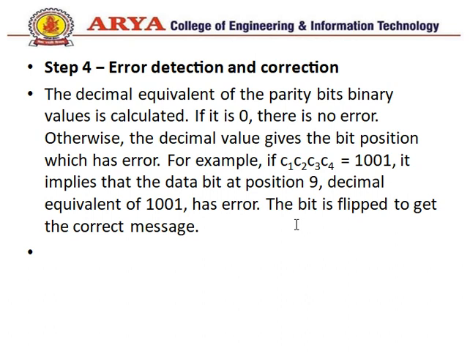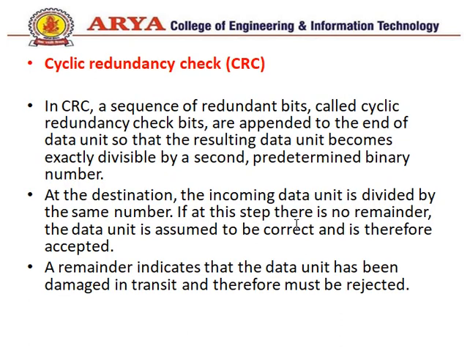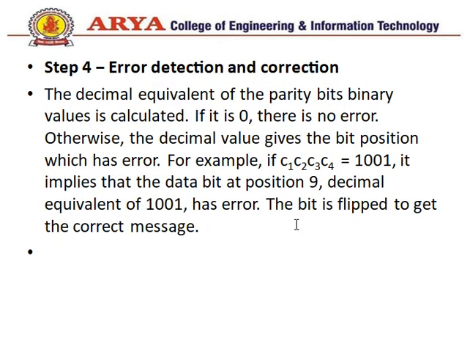Decimal equivalent of the parity bits binary values is calculated. If it is 0, there is no error. Otherwise, the decimal value gives the bit position which has error. For example, C1, C2, C3, C4 = 1001. It implies that the data bit at position 9, the decimal equivalent of 1001, has error. The bit is flipped to get the correct message. So this was all about the Hamming code, how error is detected and corrected.